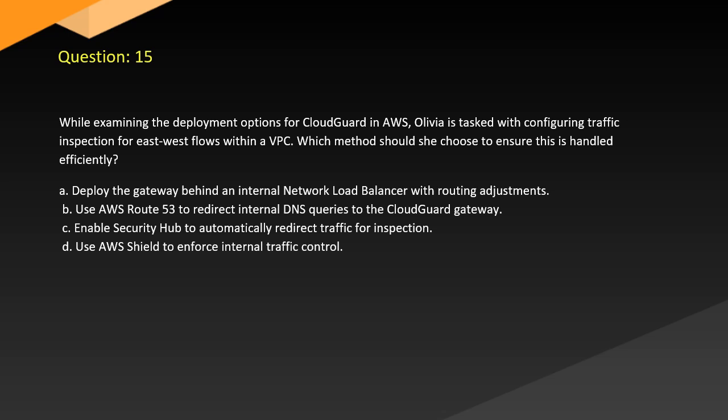Question 15. While examining the deployment options for CloudGuard in AWS, Olivia is tasked with configuring traffic inspection for east-west flows within a VPC. Which method should she choose to ensure this is handled efficiently? A. Deploy the gateway behind an internal network load balancer with routing adjustments. B. Use AWS Route 53 to redirect internal DNS queries to the CloudGuard gateway. C. Enable Security Hub to automatically redirect traffic for inspection. D. Use AWS Shield to enforce internal traffic control.